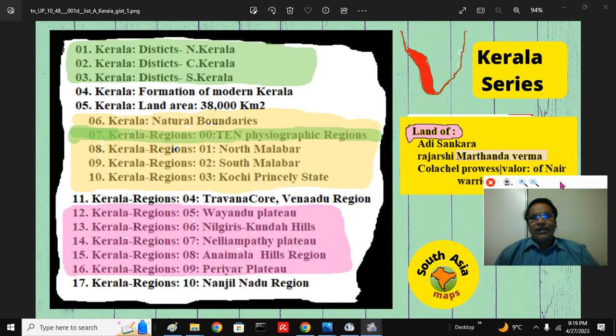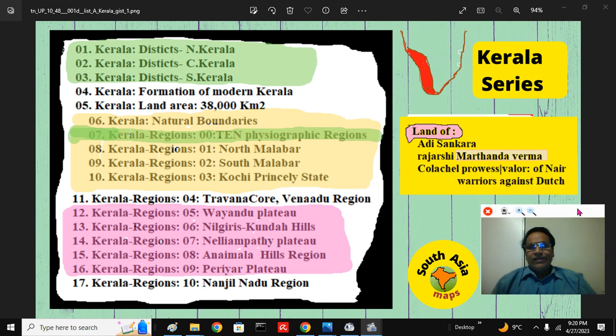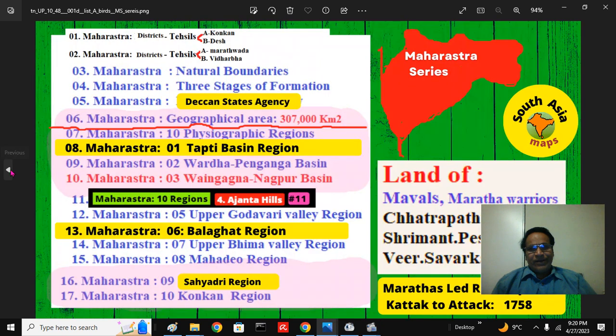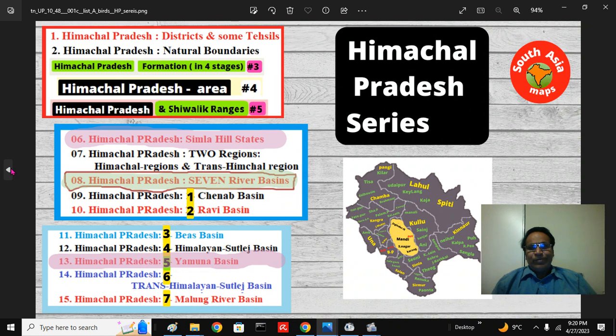We also looked at the famous, fascinating God's Own Country series, that is the Kerala series. And we looked at the great land of Chhatrapati's Mawals, the warriors, the initial soldiers of Maratha Raja Chhatrapati Shivaji, the Maharashtra series. Of course, for Purbi Punjab, I have devoted almost 15 presentations right now. You can look at them.